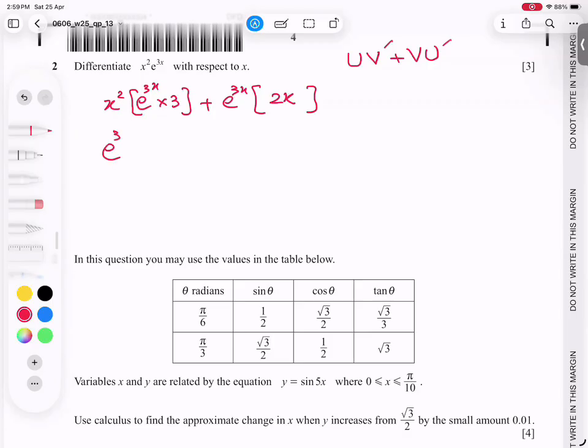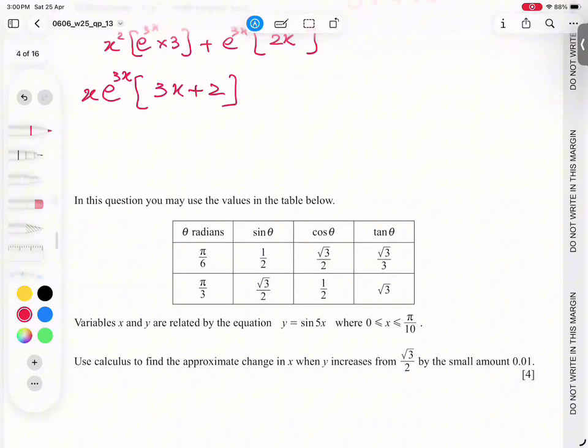And what is the common factor? e to the power 3x is common, and the single x and x squared. So I will take single x common. e to the 3x common from here, and 2, I think so, that's it. And yes, okay. Next part.